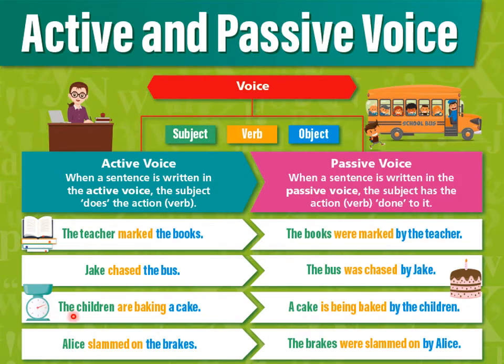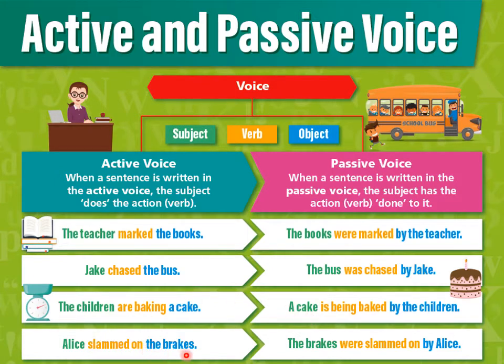Next example, the children are baking a cake. The children here did the action, so it's in the active voice. While in here, a cake is being baked by the children. The cake isn't baking itself. It's not the doer, it's just the receiver, so this is in the passive voice.